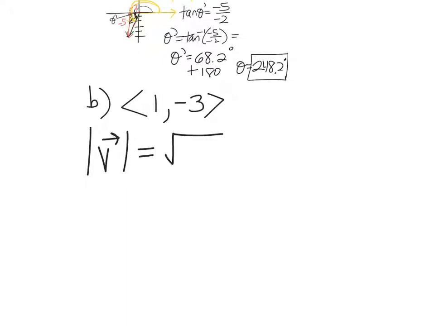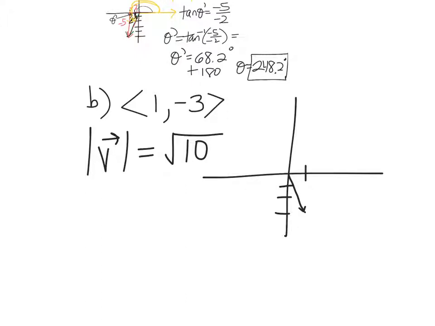Root 10. Perfect. So it's negative 3 squared is 9. 1 squared is 1. Add them up. Root 10. Okay. I always like to draw a picture of these. That way I can see where it's at, what angle it's going to be in. So I'd go 1, 1, 2, 3. Here's my vector. And I'm looking for its directional angle, which goes all the way around.